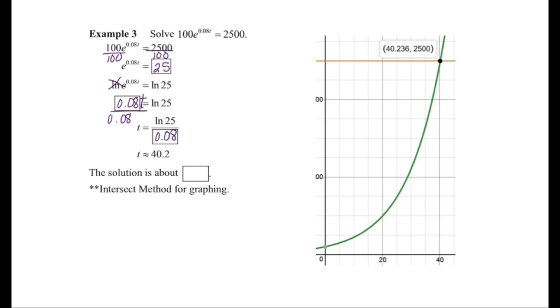So I have the natural log of 25 divided by 0.08 for a t value of approximately 40.2. We can double check and we'll see that it is about 40.2. And when I use the intersect method, on the left my green line is 100e to the 0.08t, and my orange line is y equal to 2500. And I see that where they intersect is certainly about 40.2.